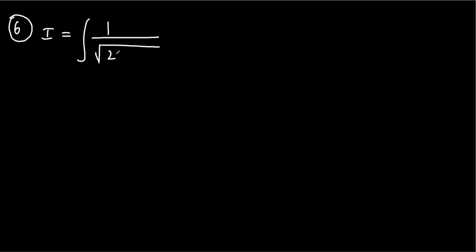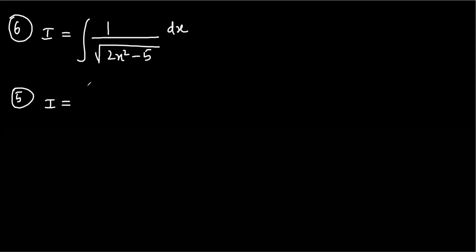So let's take one more question for practice. And this question is for practice for you all. You will try this. Integral I equals integral 1 over square root of 2x square minus 5 dx. You can use the method which you prefer. Either of the methods are equally correct. I'm solving for you one problem, that is number 5.